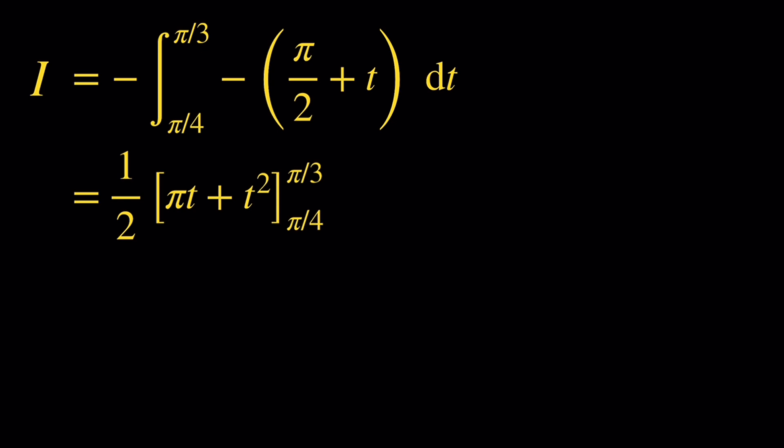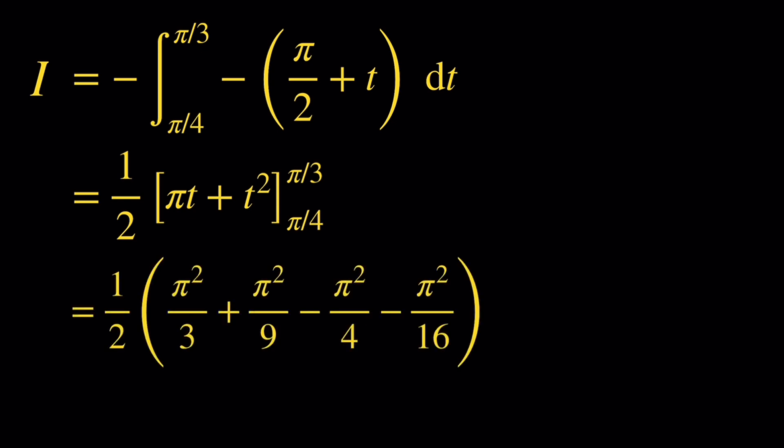Okay, so we get the following. And so we have 1/2 of (pi squared over 3 plus pi squared over 9 minus pi squared over 4 minus pi squared over 16). So if we do our algebra right, we should get exactly that I is equal to 19 pi squared over 288. And I think this is a good place to stop.